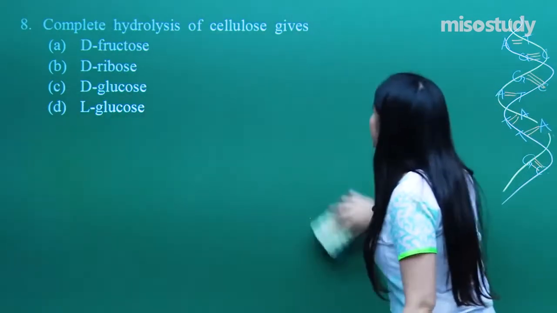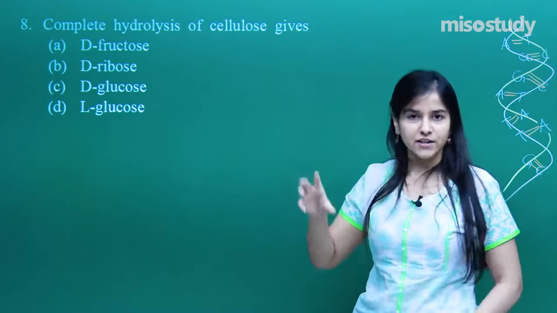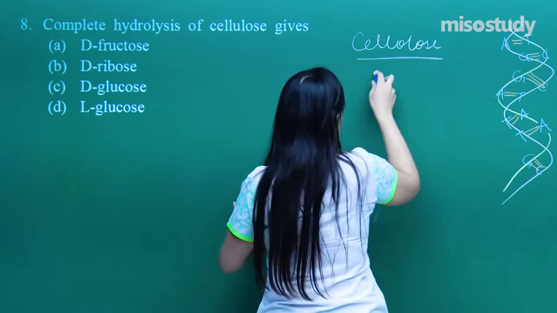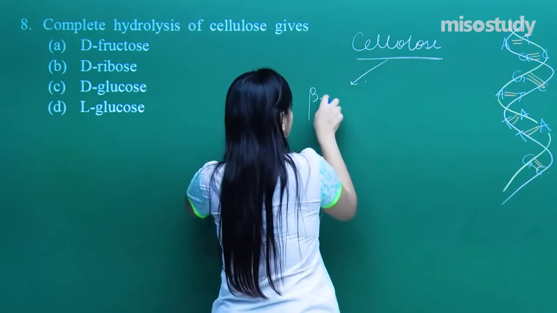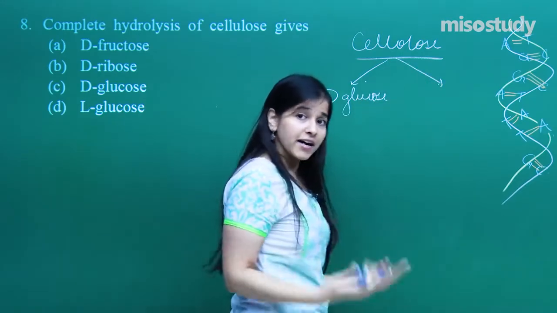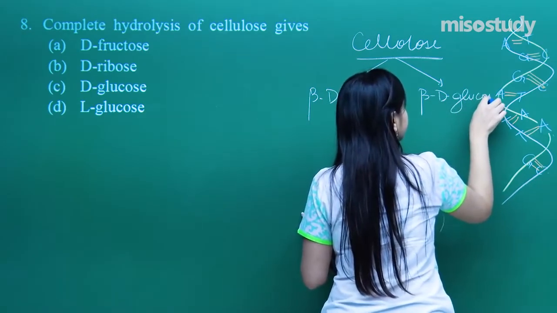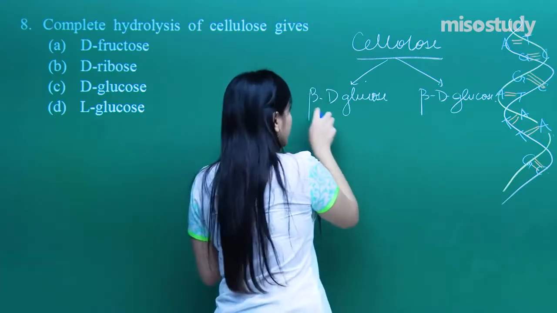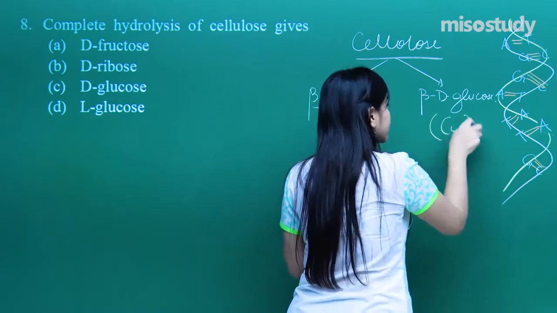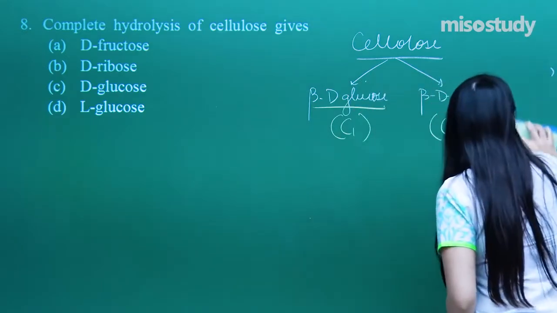Yes, complete hydrolysis of cellulose gives. So, remember the structure of cellulose. What does it actually contain? So, cellulose is actually having a beta D glucose and a connection between what? Again a beta D glucose. So I've got a beta D and a beta D. And one beta D glucose is connected via carbon 1 and the other one is connected via carbon 4, and that is how the connection is made. So let us just have the structure first.